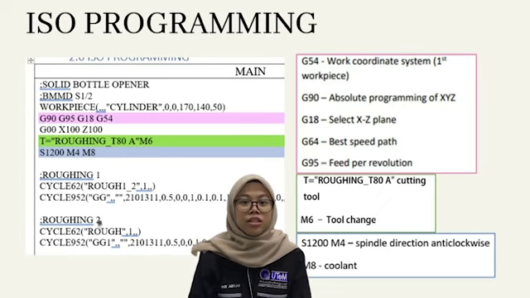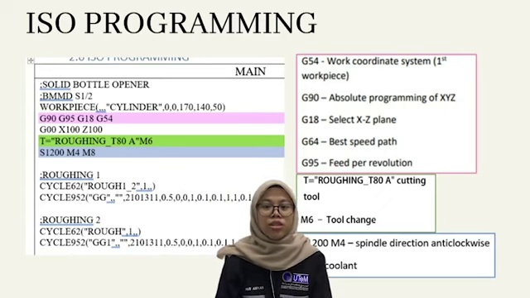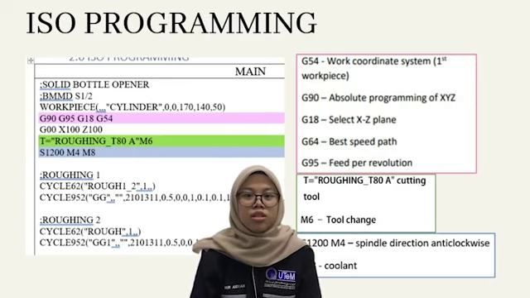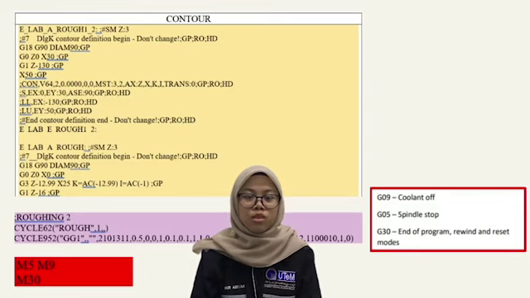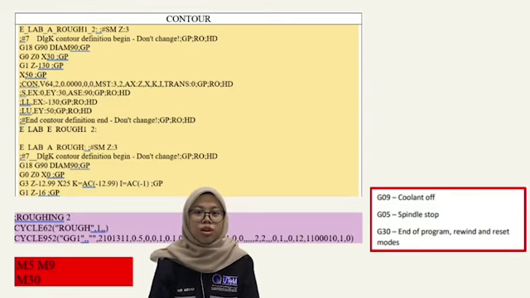And then the spindle speed is 1200 revolutions per minute and M4 for the spindle to move anti-clockwise. And for our safety position, we put X100 and Z100. Then G00 for rapid traverse motion. We changed to a few tools during roughing, and the contour will be placed at the end of the program with the contour cycle and also contour call.